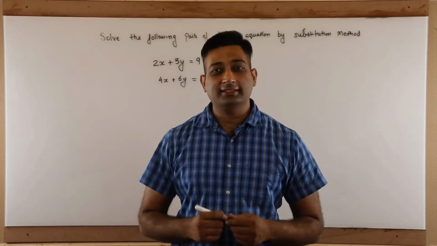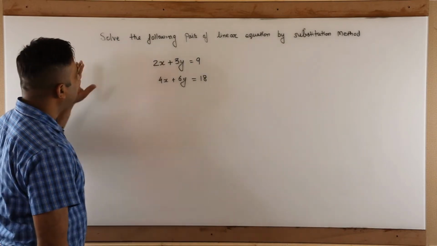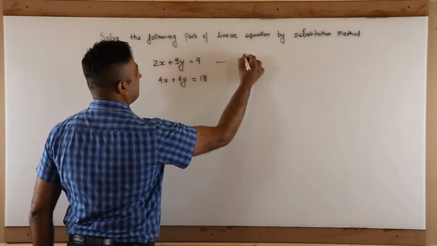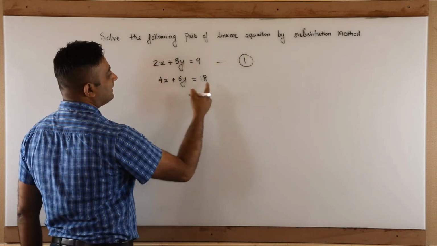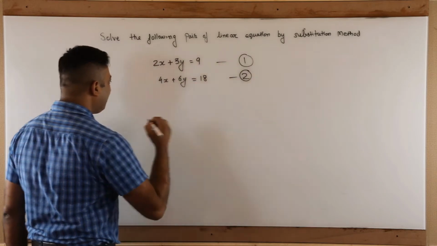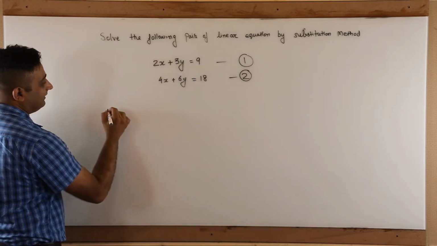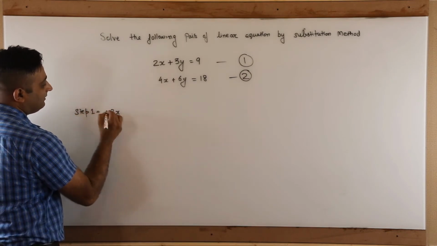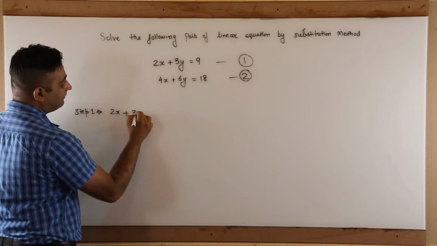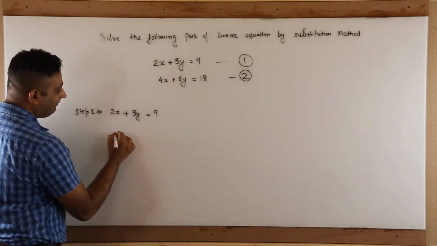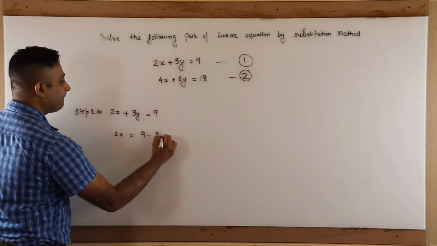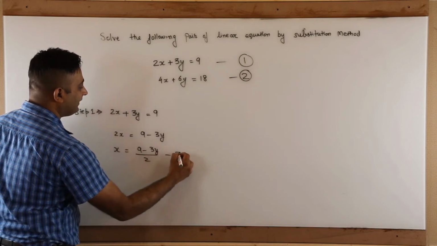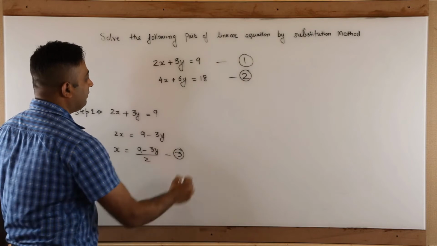Dear students, let us discuss a very interesting problem, that is 2x plus 3y equal to 9. Let us call this equation number 1, and 4x plus 6y equal to 18 equation number 2. Let us solve by the substitution method. So we rewrite equation number 1. This is step number 1. In this we will write equation number 1 and find one variable in terms of the other, that is x equal to (9 minus 3y) divided by 2, and give the equation the name equation number 3.